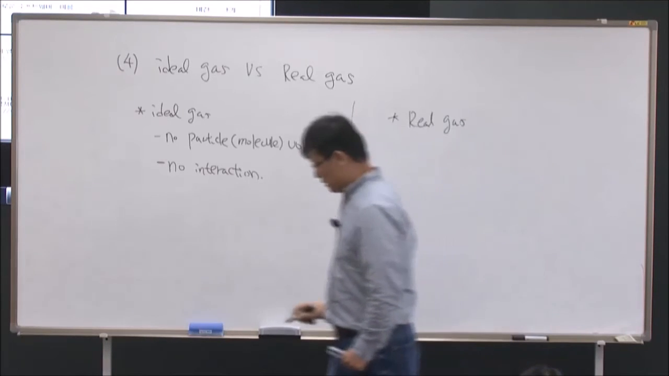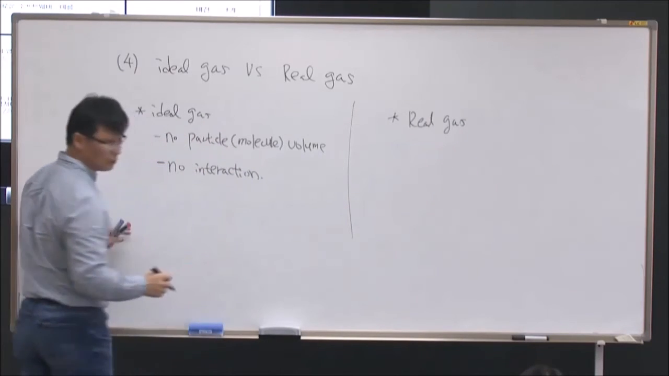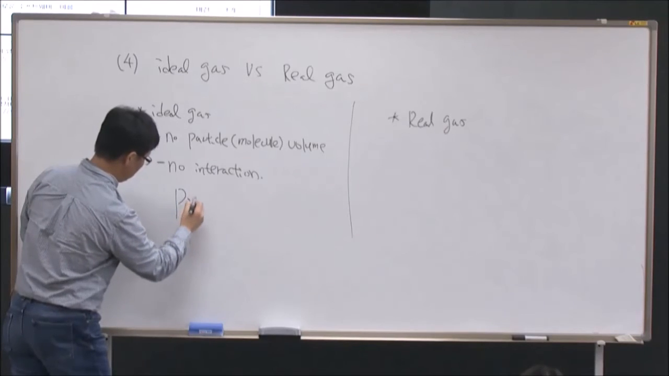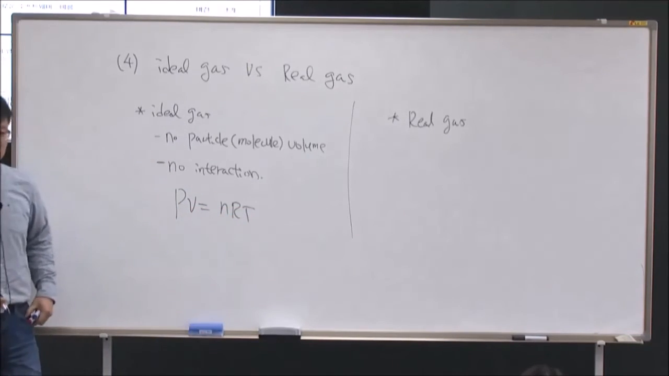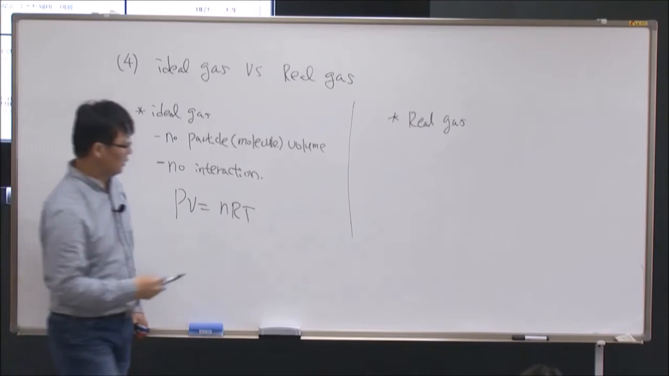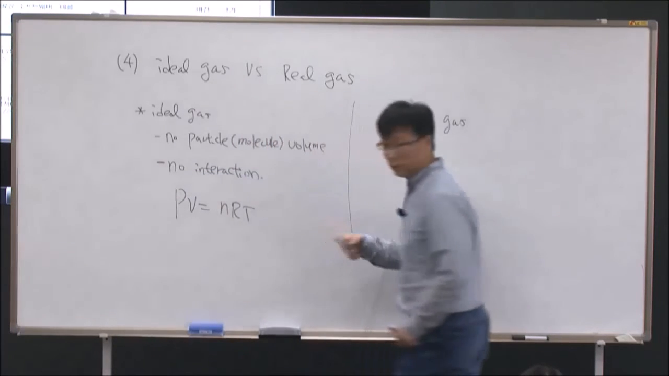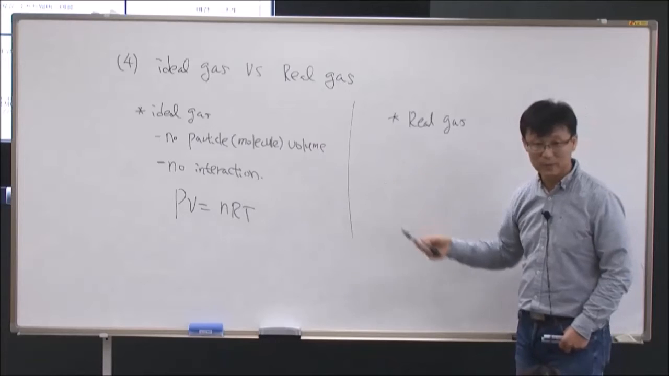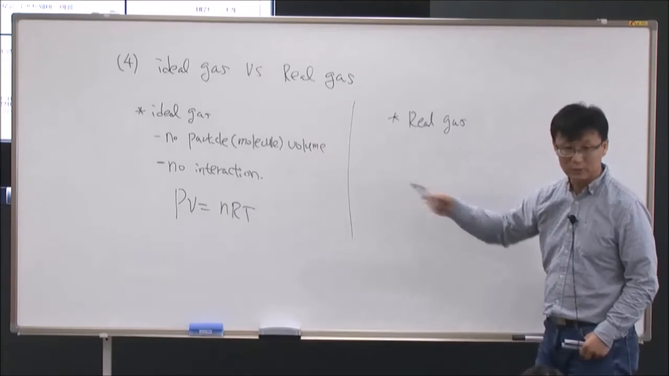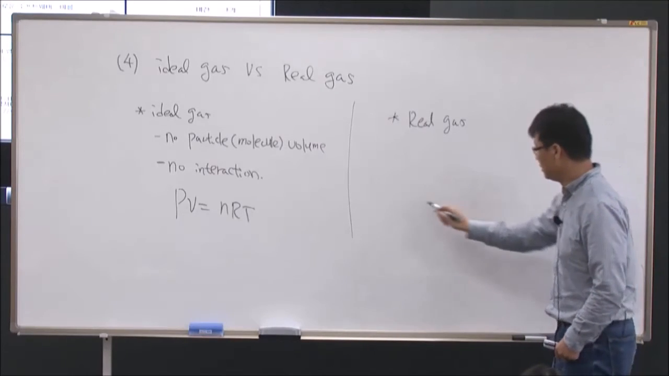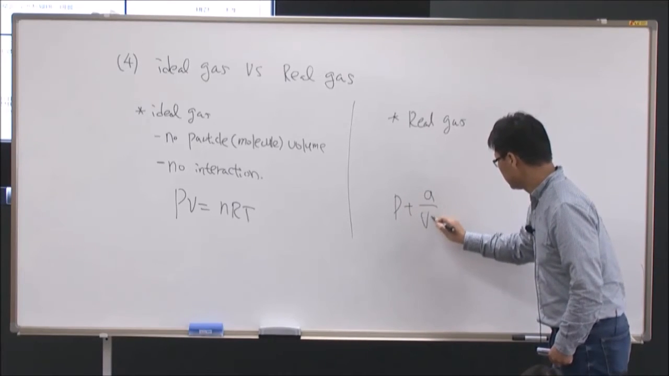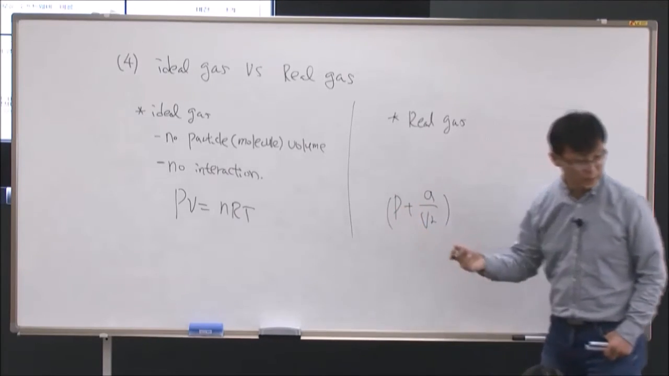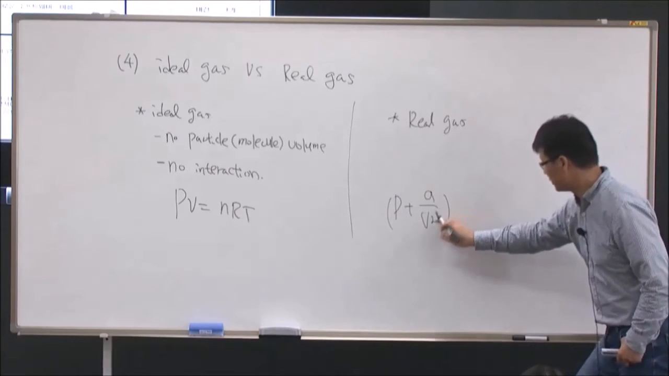So in the ideal gas, we know that the ideal gas law works, so PV equals nRT. This works in the ideal gas, okay? And in the real gas, this does not work, so we have to add some correction term to hold this kind of relationship, PV equals nRT. So that is typically P plus, and there are many different equations. One of the equations is like this.